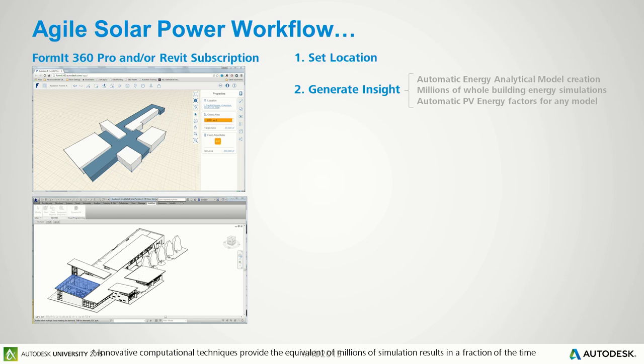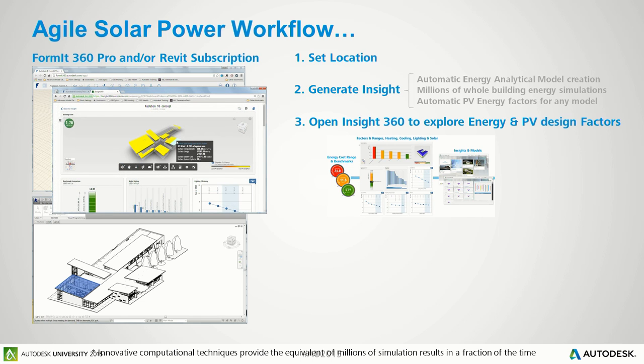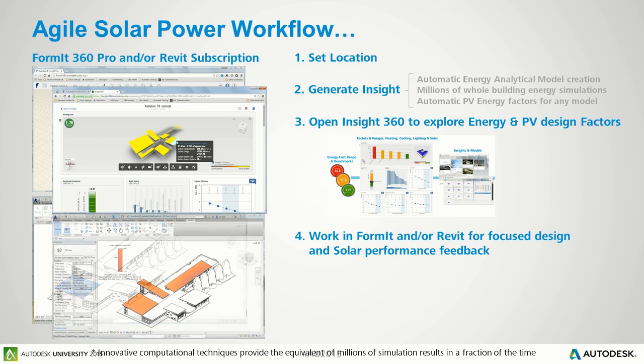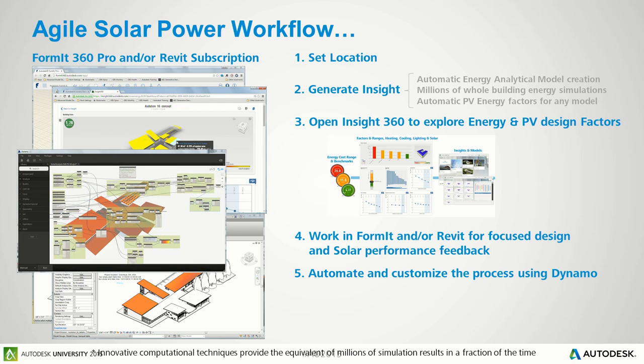Generate insight right at the beginning, which just kind of frames our whole problem and gives us a lot of information about the project from a very early concept design. Opening up Insight 360 to explore the energy factors and the PV factors and starting to set targets and expectations. And then using FormIt or Revit to do more detailed work on individual surfaces of the model. And then optionally automating the process with Dynamo. And then just iterate through that at each phase in the design. That's really a push-button process for any model in FormIt or Revit.